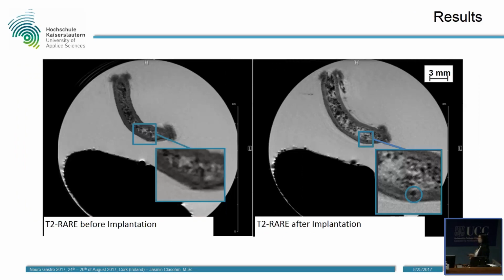Okay, so we did that. We perfused our neurospheres via the mesenteric vessels. The gut segment before showed no black spots in the gut wall, but after the implantation we can find our neurospheres again.